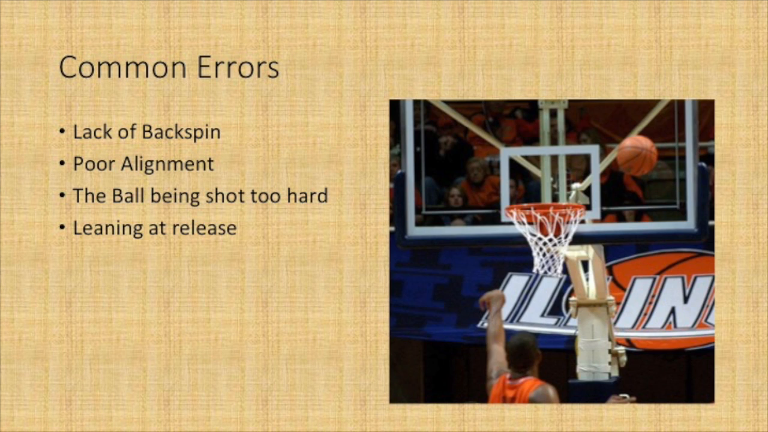Some common errors of shooting a free throw. Lack of backspin forces the ball to bounce off the rim or backboard harder, as backspin deadens the ball on impact. Poor alignment is another common error. You want to be in as straight a line as possible to create less distance and better angles to the hoop. The ball being shot too hard is another common error. It gives a lesser arc on the ball and decreases your chance of the ball going into the hoop due to a smaller margin of error. Leaning at release will produce off-center force on the ball, therefore making the shot miss left, right, up, or down.